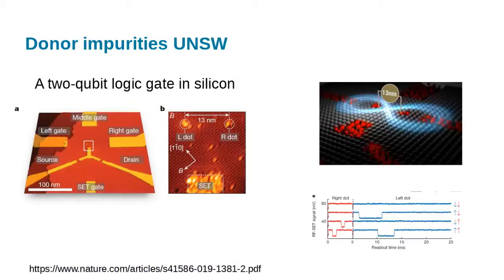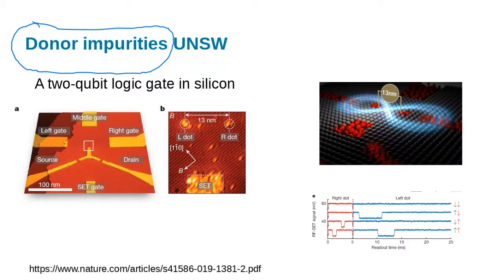Other types of devices that could be used for quantum computers are donor impurities. So donors are things like phosphorus, which are added to silicon to dope them N-type. And so the microchips that you have in your computer will have been doped with phosphorus to make certain parts of them N-type. And this is very well understood.